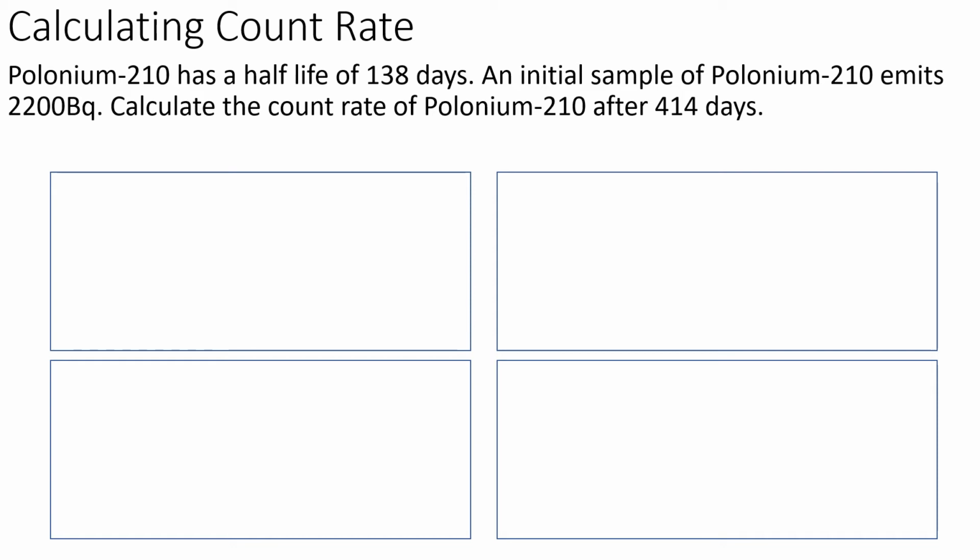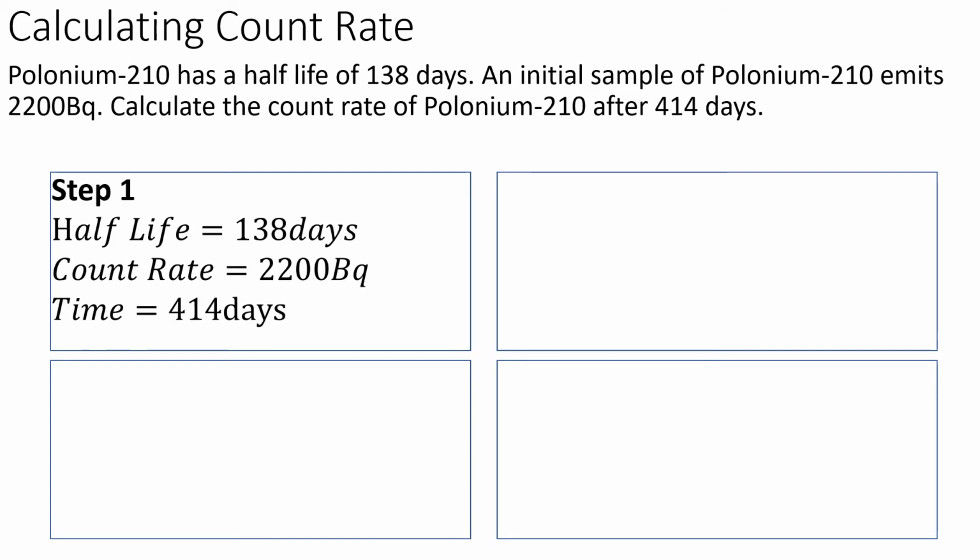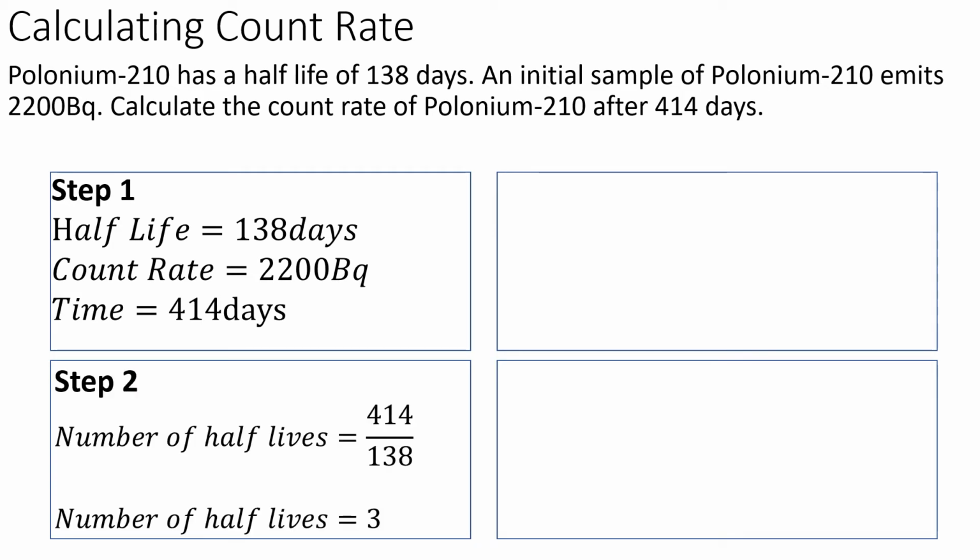So, as always, our first step is to write down what we know. We know that the half-life is 138 days. The count rate is 2,200 becquerels at the start, and we have the time of 414 days in total. So what we need to do is to figure out how many half-lives that has been. So we take the 414 days in total and divide it by how long a half-life is. So we find that there have been 3 half-lives.